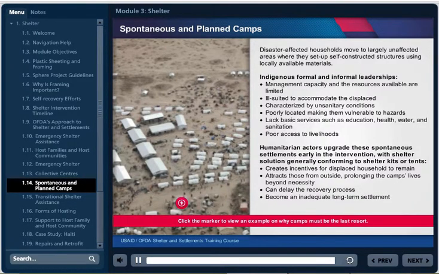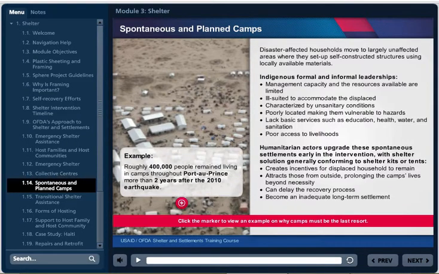Click the marker to view an example on why camps must be the last resort. For example, roughly 400,000 people remained in camps throughout Port-au-Prince more than 2 years after the 2010 earthquake. Greater emphasis should have been placed on rapidly reintegrating camp residents back to their original neighborhoods. This large camp population could have been reduced dramatically through greater emphasis on non-camp shelter options. This experience serves as a lesson for future humanitarian responses, particularly in urban areas, and underscores the importance of viewing camps as a last resort rather than a default response.